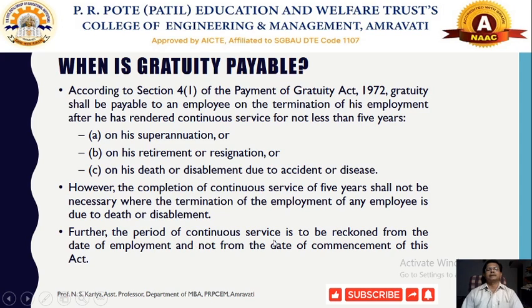So whether the employee has been in continuous service or not should be specifically taken into account on superannuation or on his retirement or resignation. If the employee died due to disablement, accident or diseases, there will be no problem of continuous service of 5 years. In the other two cases, it should be identified whether the employee has been in the continuous service of 5 years.